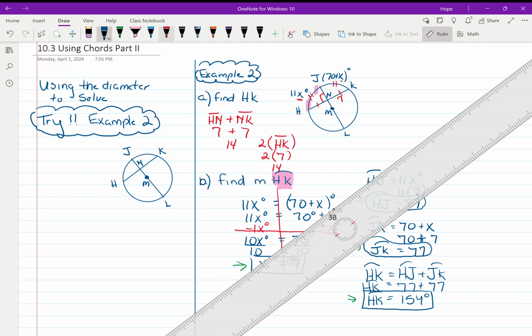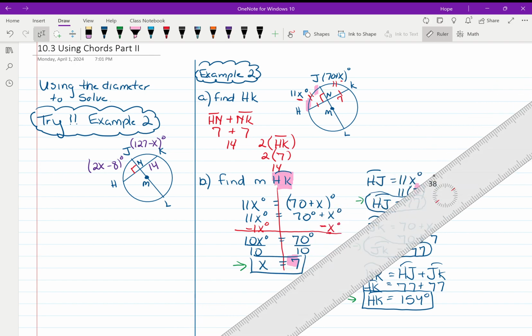And then I'm going to put this in a different color. Let's do our right angle, and I think I'm going to do it in purple. So we've got a 14 here, and then we have this arc H to J is 2x minus 8 degrees, and then you have 127 minus x degrees. And remember, those two equal each other, so do it exactly like we did B. So you're going to have an A and a B.